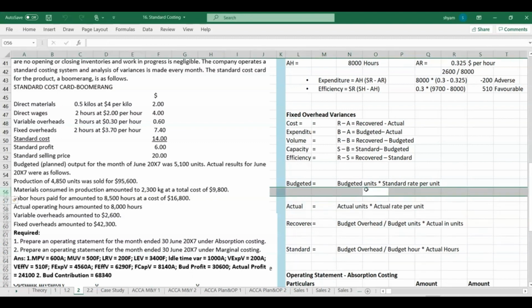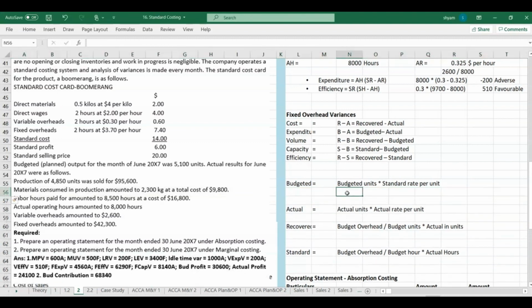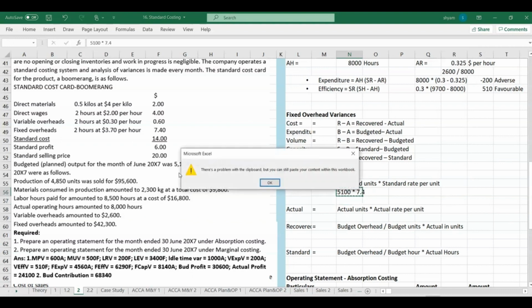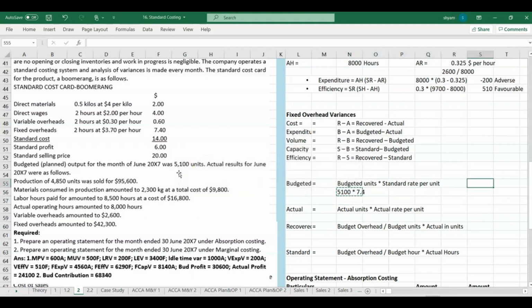The budgeted units, how many units they thought of selling, is 5100, and the standard rate for fixed cost per unit is 7.4. So 7.4 is the standard rate per unit, and they thought of selling 5100 units. So we'll take this number and put it here. So we got a number.